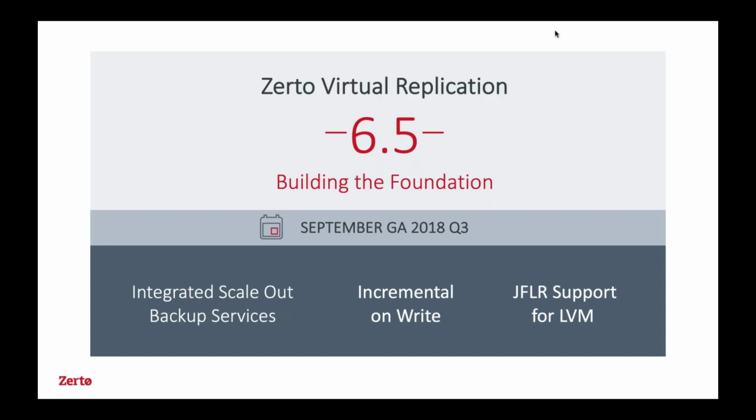So you may have heard, we did have other announcements this year. Back in September, we GA'd, made generally available, our 6.5, which was really the foundation for what is going to be Zerto 7. We put in there some integrated scale out and backup services. We put in incremental writes. We also added support for Linux file systems under our file level recovery that comes out of the journal.